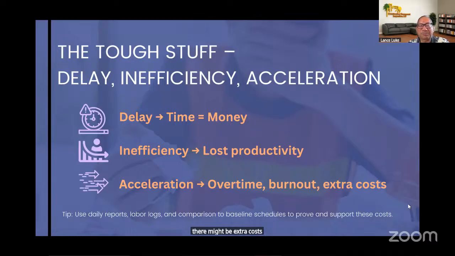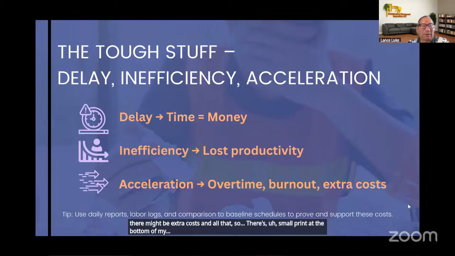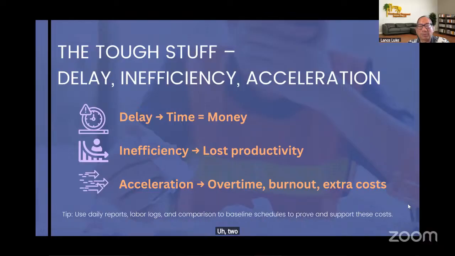So there's a small print at the bottom of my slide. Tip: use daily reports, labor logs, and comparison to baseline schedules to prove and support these costs. Now, the contractor might not even have daily reports, labor logs, or anything like that. So if you're the owner, you're going to want an explanation of why things cost so much.